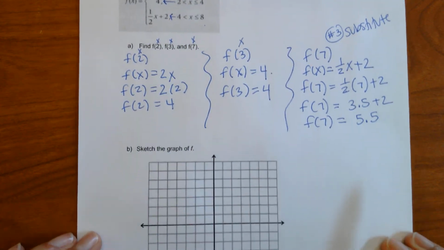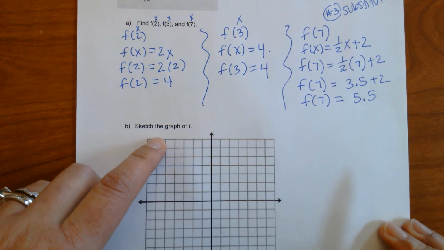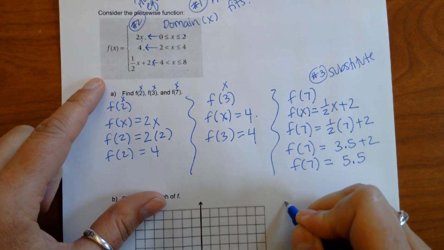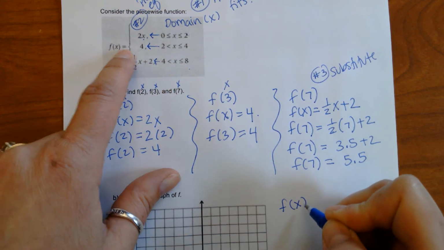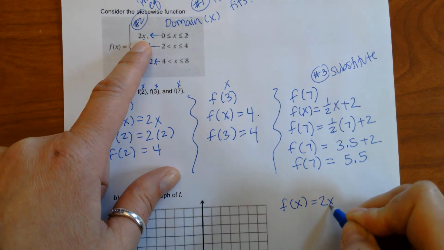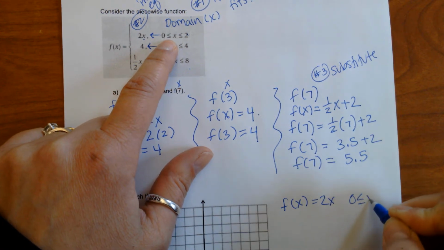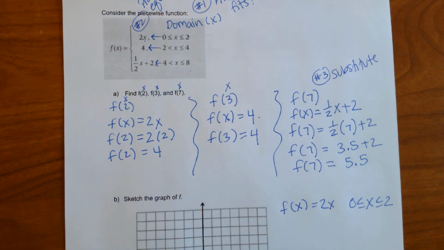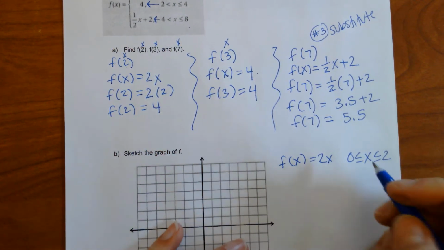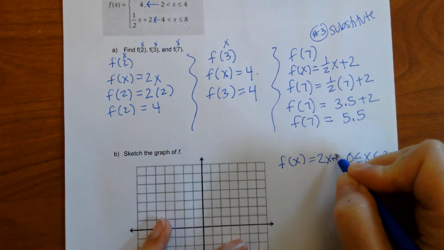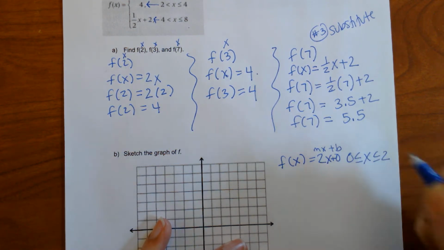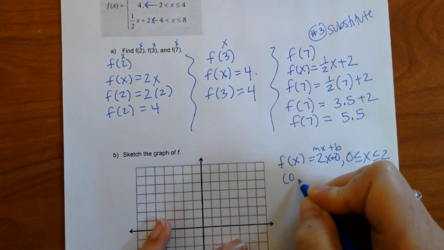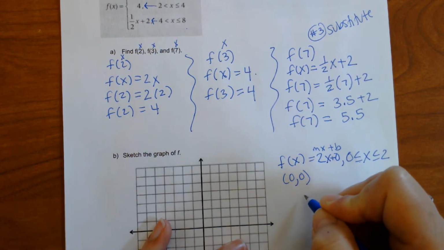Okay, next, how do we sketch this? Sketch the graph. Well, we have a lot of pieces here, so let's take this one step at a time. First, let's do f of x equals the first one, 2x, and let's write down where it is, between 0 and 2, including 0 and 2. So let's graph this one. How do we graph this? Well, this is a y equals mx plus b. There's no b, so that's 0. And I'm just going to put a little comma to separate this. So what's b? 0, 0. That's our start point.